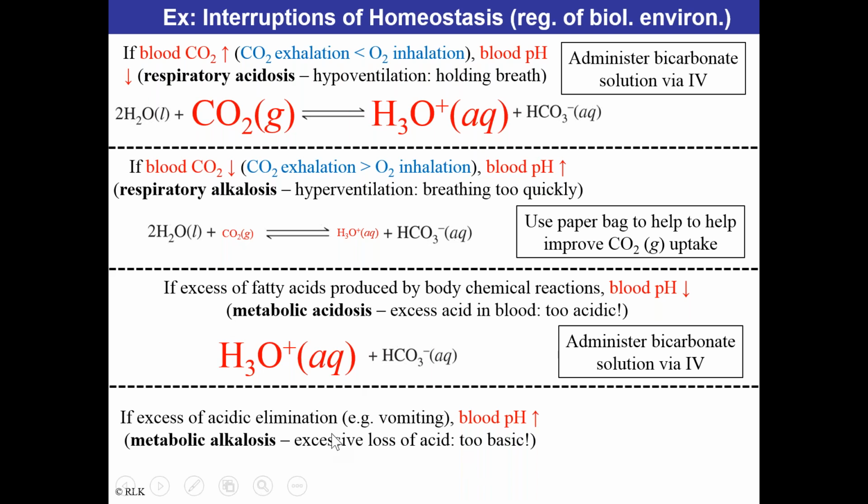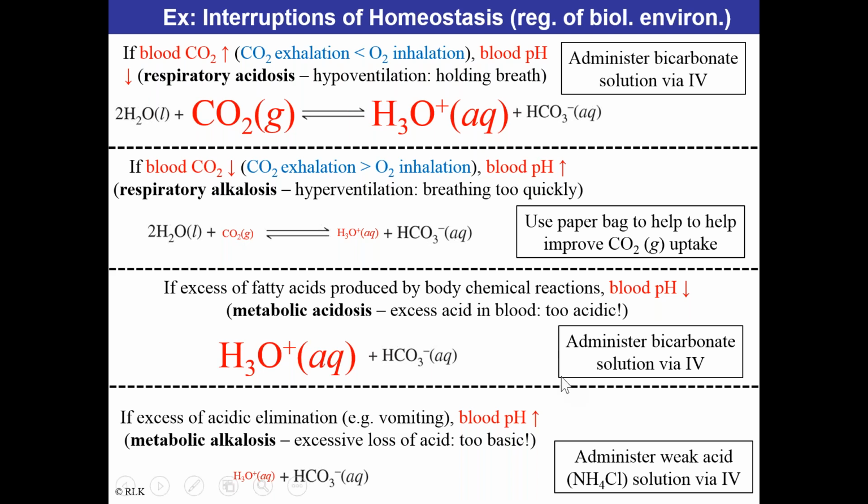And again, if you have excess acidic elimination, meaning you're vomiting too much, then your blood pH is going to start to rise. We say vomiting, but it can go both ends, right? You have a couple of exit points. If you're getting too much loss of this acidic material, then your blood is going to become too basic. So what you might have to do is receive an ammonium chloride solution via IV. Again, this is just a weak acid. It's not something that's going to be terrible for your body, and it'll help get your blood back to where it needs to be. So these are just a couple of the different conditions.